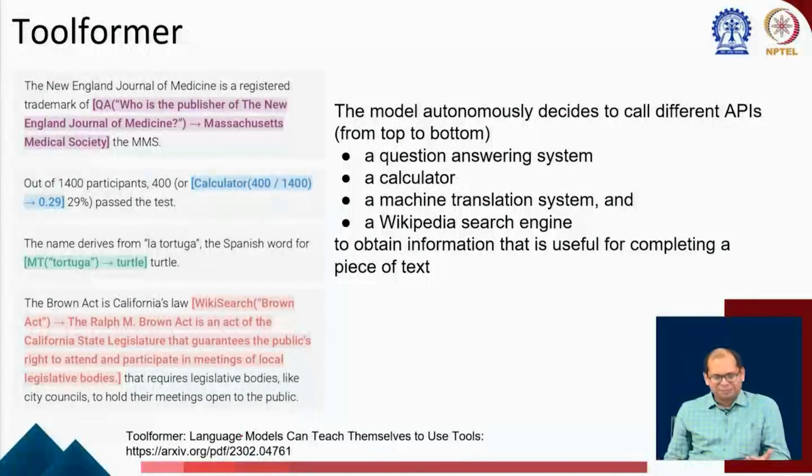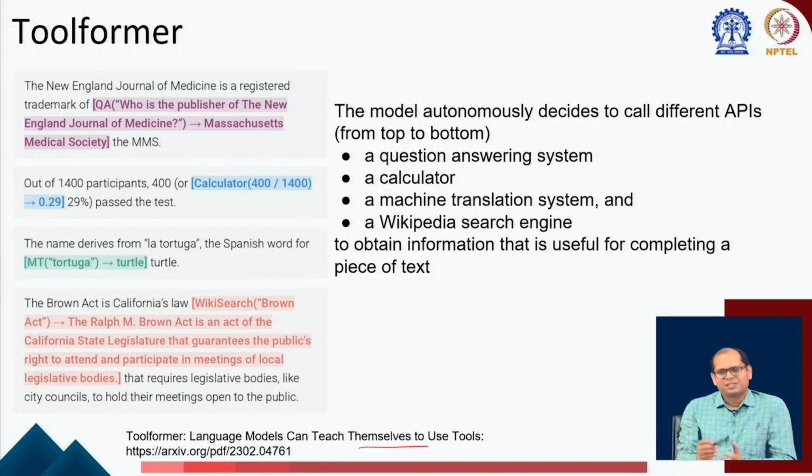Now we will go a little bit more in detail, like how exactly do I train a language model to use tools, right? And we will take this example of Toolformer. "Language models can teach themselves to use tools" was the title of the paper. What this Toolformer does is it autonomously decides to call different APIs, right? So it can call a question answering system, a calculator, a machine translation system, and a Wikipedia search engine.